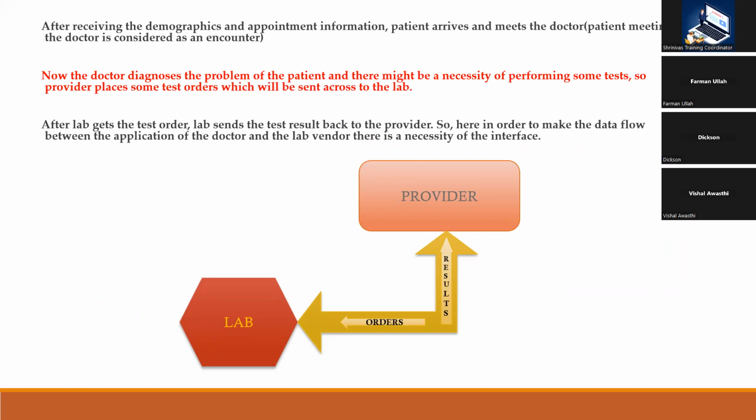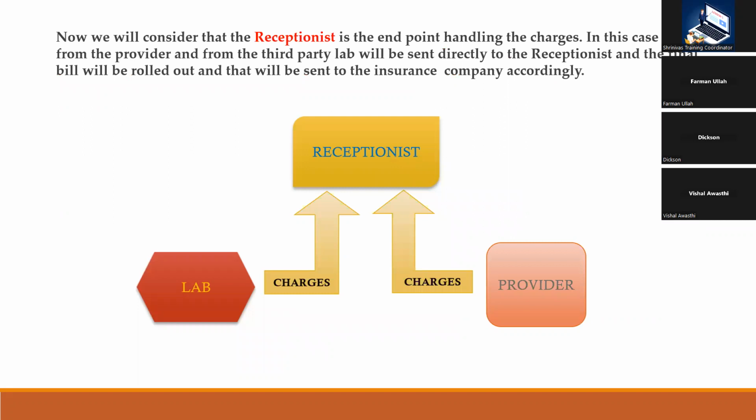That order information will flow over from the EHR system to the lab system. Lab will send the results back to the doctor's software system, and there they will review the results and prescribe the treatment to the patient. Finally, all the charges related to the patient will be sent over to the receptionist desk. The receptionist will clear the charges, generate a claim, and send it to the insurance companies for the claim remittances. That's where the life cycle of the patient concludes.